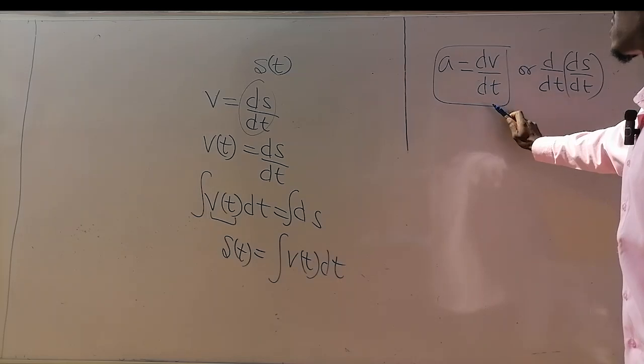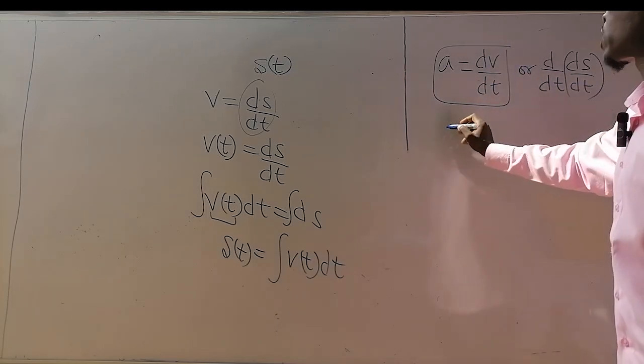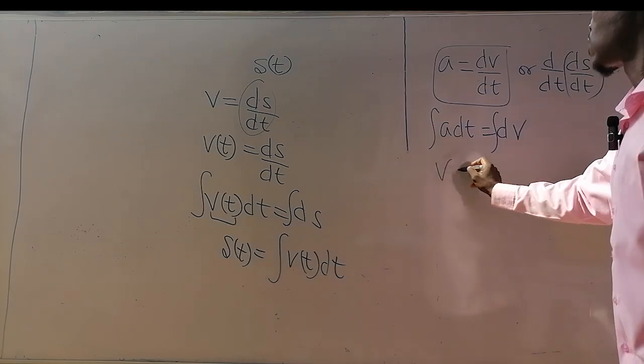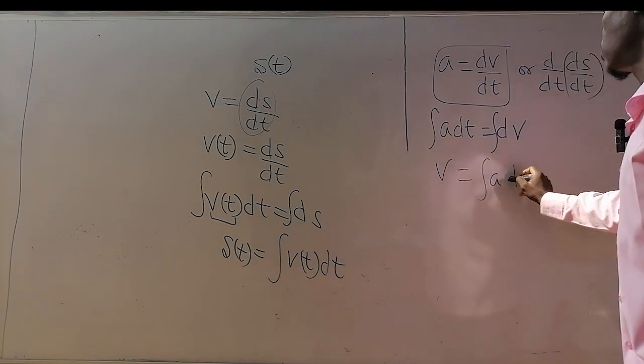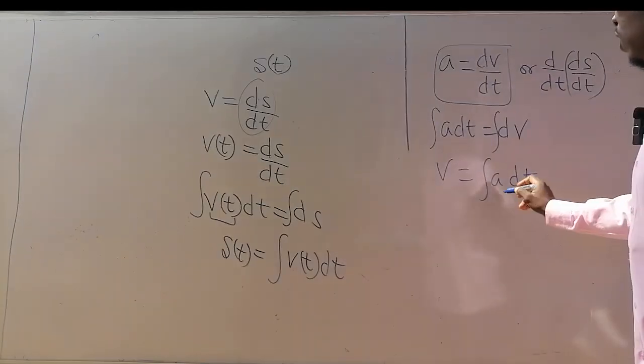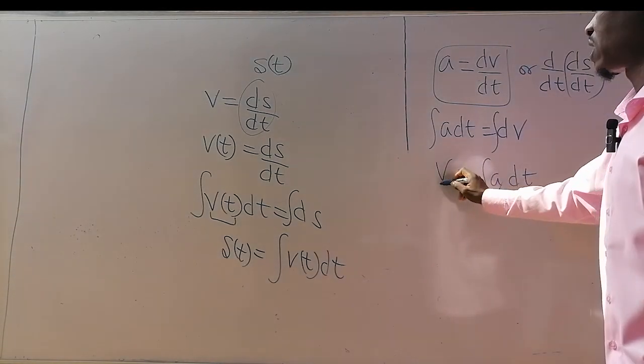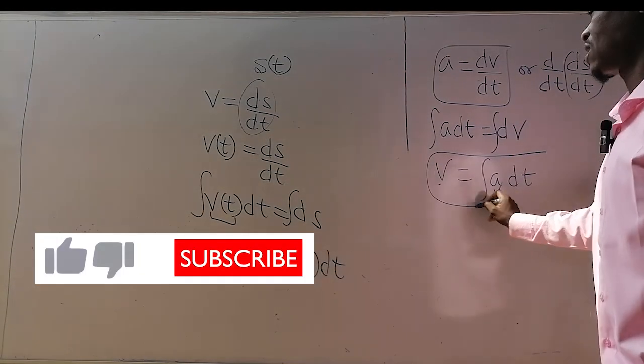And we can also get v. We can do something like this: integrate both sides, then you can get your v as this equation as a function of t. So this is acceleration, where the equation will be given to you. Then you can get your velocity. So that's it on this.